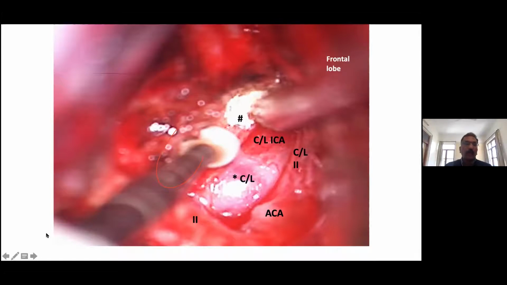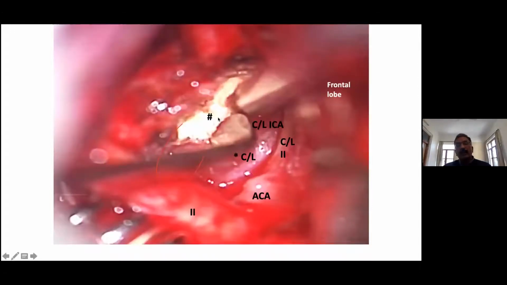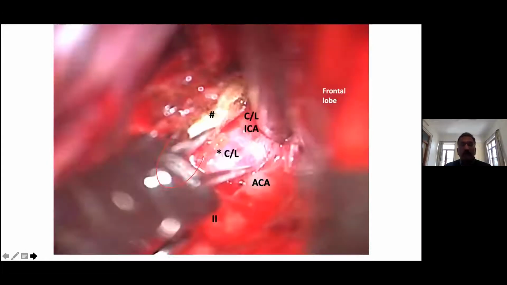So now we are drilling the contralateral planum and then dissecting the planum off so that we have deroofed the optic nerve, we have deroofed the proximal part of the ICA, and now we are getting the proximal part of the contralateral aneurysm. And then we have applied a clip to the contralateral aneurysm from the left side.